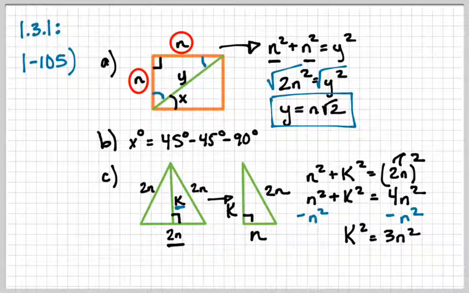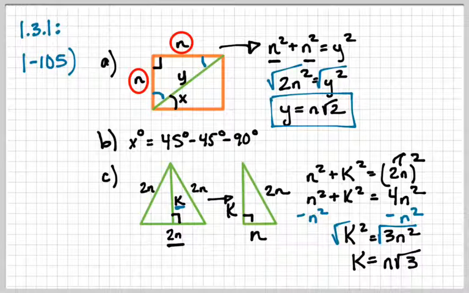We're almost done. Take the square root of both sides like we did in the previous problem with the 45, 45, 90. And now we have k equals n times the square root of 3, because that square and square root cancel. Now we have the final answer for this. We've solved for k, our missing side. So now we have a different triangle.